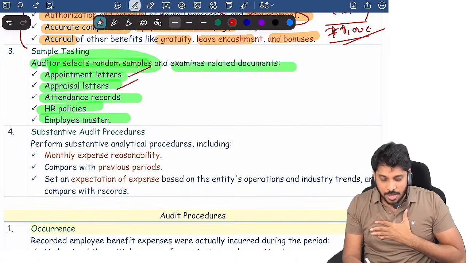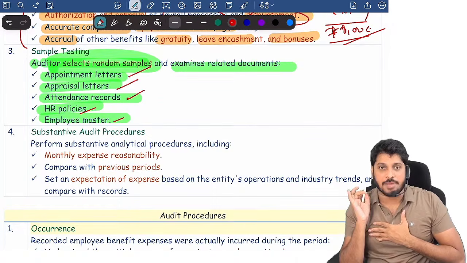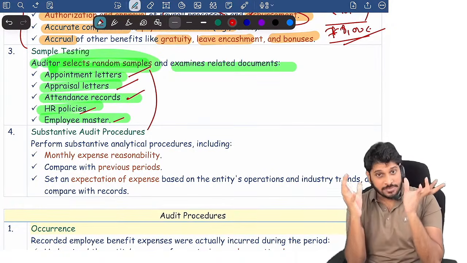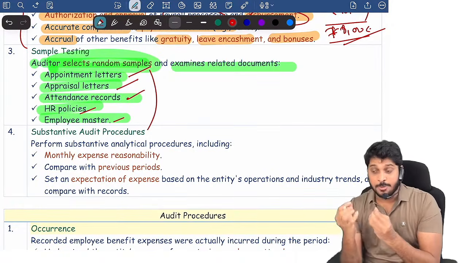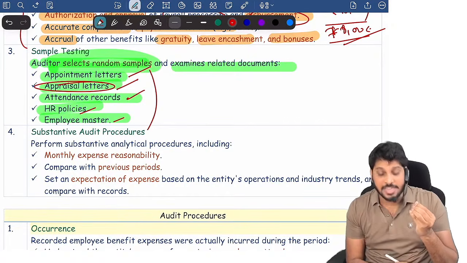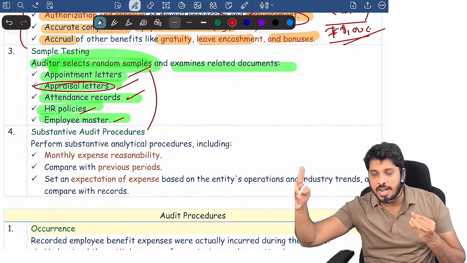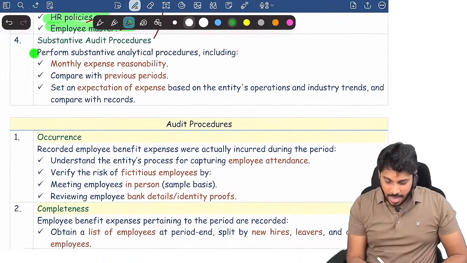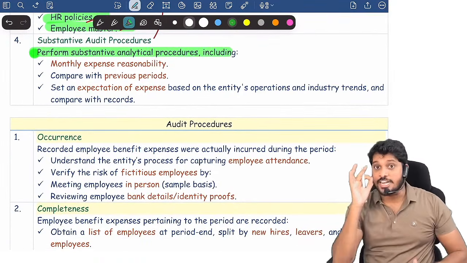Appointment letter, appraisal, attendance, HR policy, employee master. I will check all these points to see whether, as per the appointment letter, whatever salary we promised, we are paying it or not. Suppose we are paying an extra amount, then I will cross verify with the appraisal letter, increment letter, or promotion letter. That's it, guys.